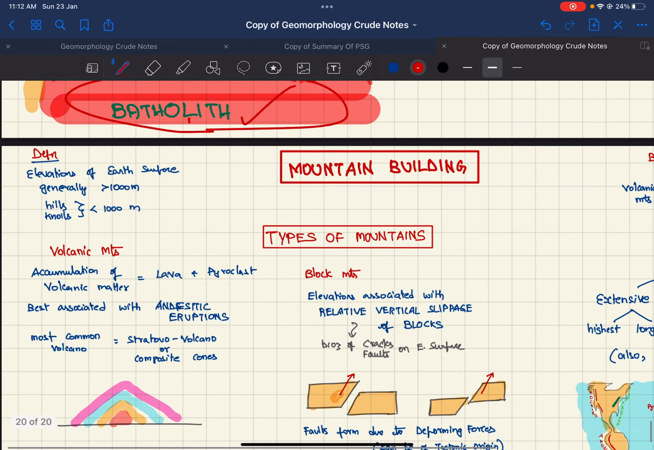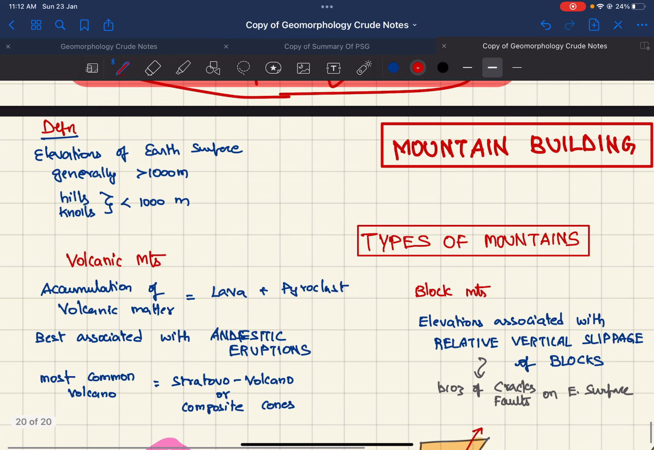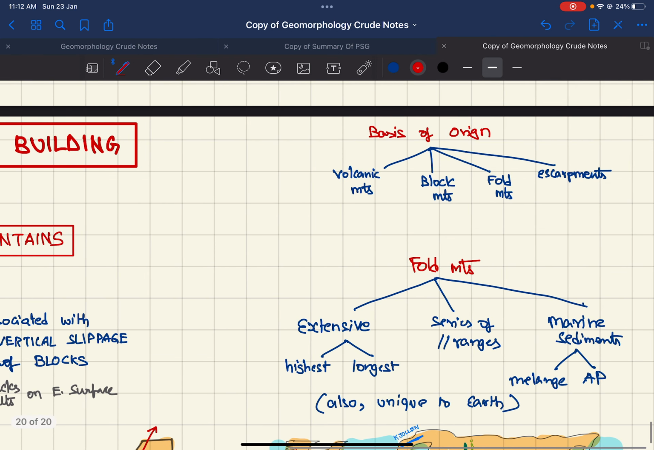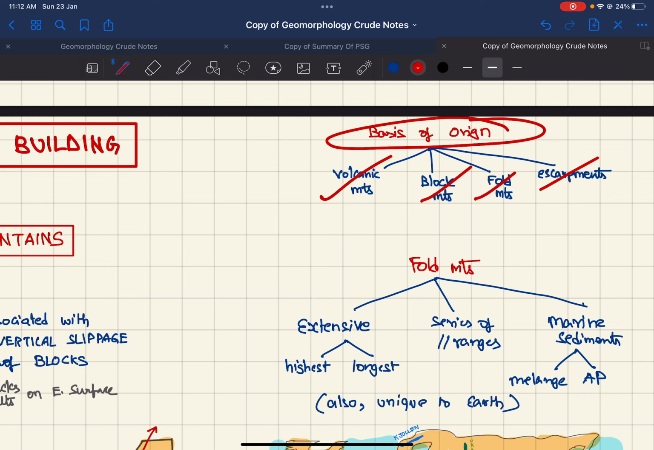Coming to the next topic, which is mountain building. First, define the mountain. A mountain is any elevation on the earth's surface with elevation greater than 1000 meters. If the elevation is less than 1000 meters, it will be called a hill or hillock or knoll. Now, on the basis of origin, there are four types of mountains, which are volcanic, block, fold, and escarpments. Escarpment is like the edge of a plateau, which will look like a mountain from the edge.